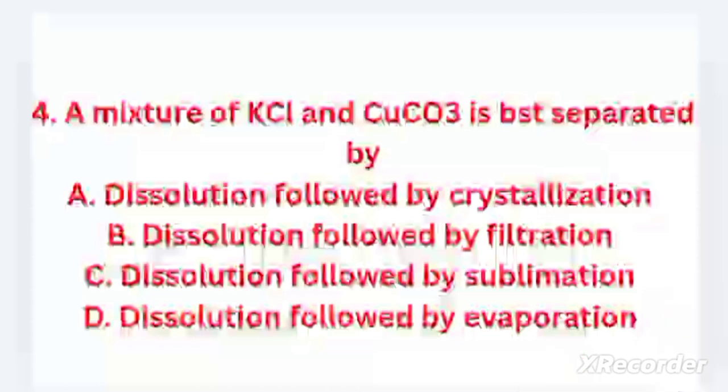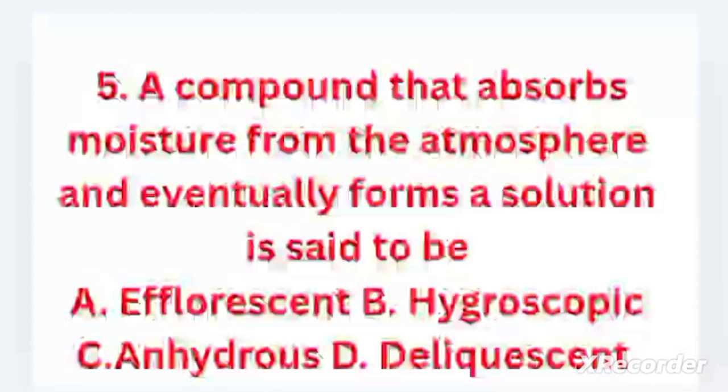Then the next one is a compound that absorbs moisture from the atmosphere and eventually forms a solution is said to be deliquescent. Now, an efflorescent compound loses water of crystallization to the air. Example is sodium carbonate decahydrate. So if they have hydrate at the back, like 10H2O, 5H2O, 7H2O at the back of the compound, then we say it's an efflorescent compound.